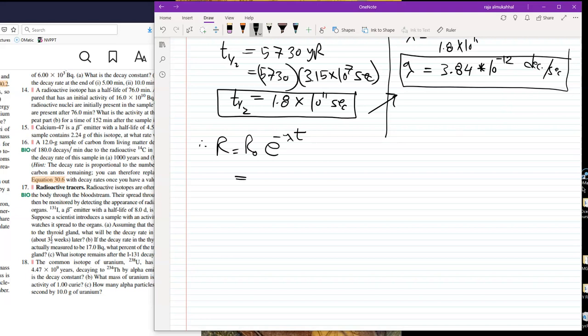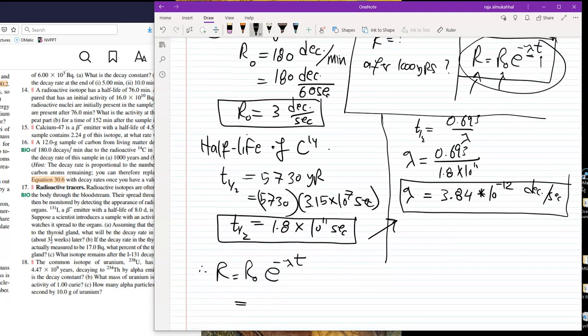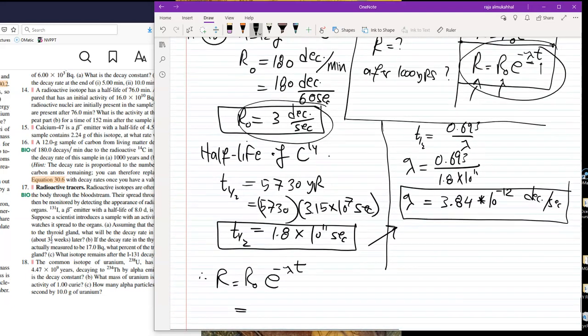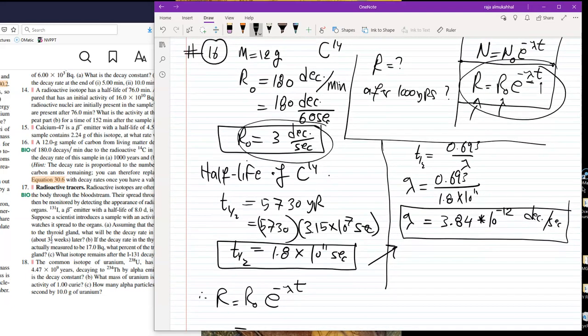R naught is given to me in the problem. I forgot what it is. R naught is, here it is, 3, right? Should be. So it's going to be R. Did I make a mistake here? I want to make sure, because my note looked different from mine. 180. Why 180? Oh, okay, I'm using minutes here. Okay, I got it. I don't know, is he asking for seconds or minutes? Let me go back to the problem.